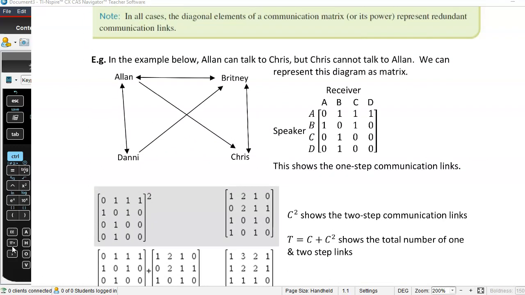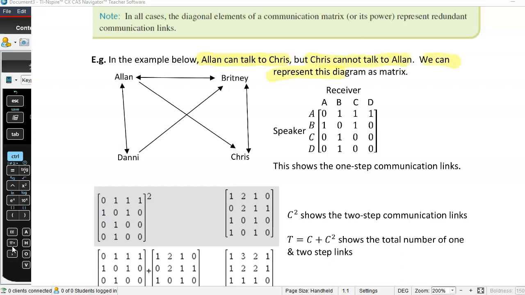Looking at this example, you can see that Alan can talk to Chris, but Chris can't talk to Alan. How do I know that? Because there's no arrow. The arrows tend to show who can talk to whom. Chris cannot talk to Alan.